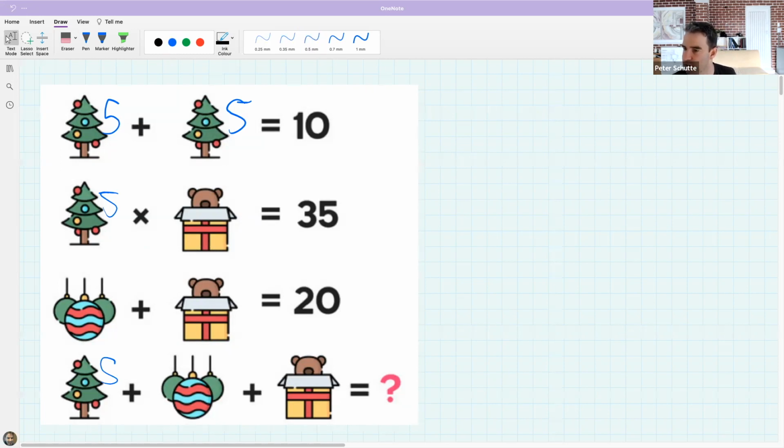Let's have a look. So this must be 7 because 5 times 7 is 35. And then this over here is going to have to be 13. And because it's pluses, the order doesn't matter. So I agree.